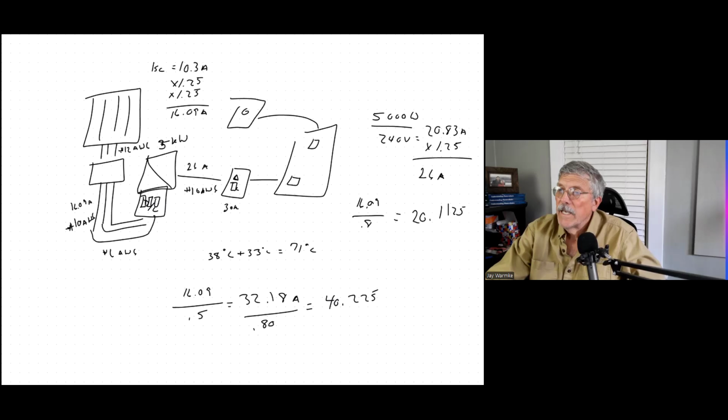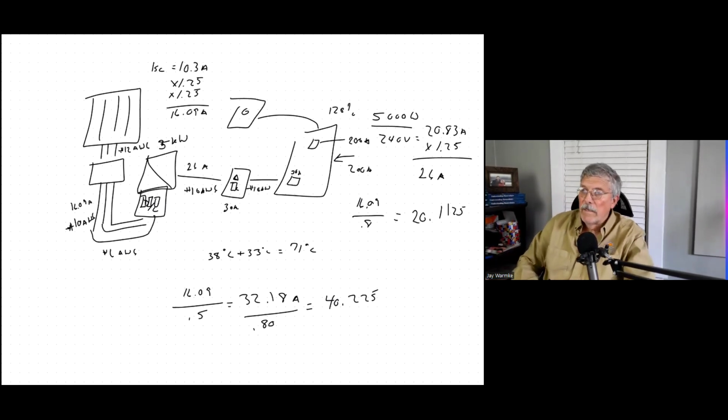After the AC disconnect, does anything change? Nope. So it's still going to be 26 amps. So it's still going to be 10 gauge. What size breaker do we have in our service panel? Well, it's going to be 30 amps because we round up to the next available. Is 30 amps okay if it's a 200 amp service panel with 200 amp service from the utility? Yeah, because of the 120% rule, we can go up to 40 amps. So we're fine.